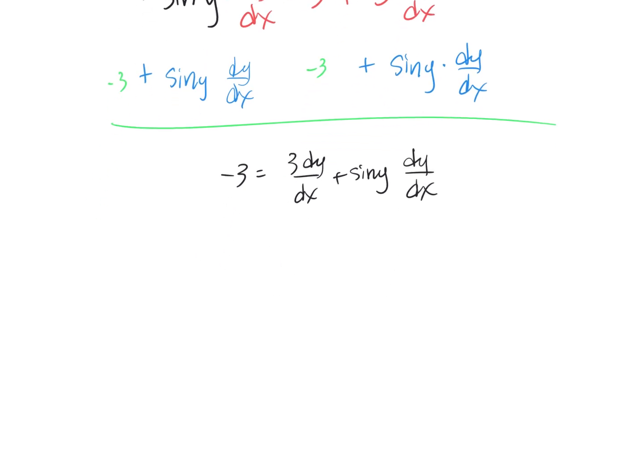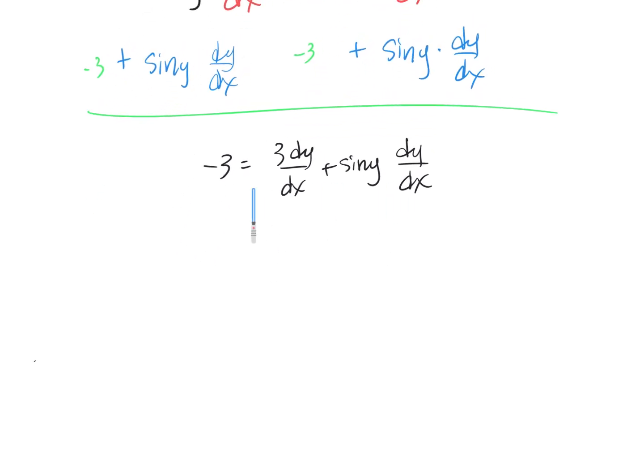Then, do you agree both of these terms have a dy/dx in common? Can we factor it out on that right side? So my negative 3 is chilling. I have a dy/dx. What's left if I factor out a dy/dx? Exactly, 3 plus sine y, because dy/dx times sine of y would get me what I started with there.